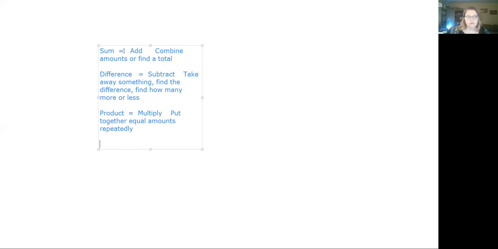And then finally, we have one that most people really don't know, and that is this word here, quotient. The quotient means to divide. We divide when we take an amount and we want it to be in equal portions. So break it up into equal portions.